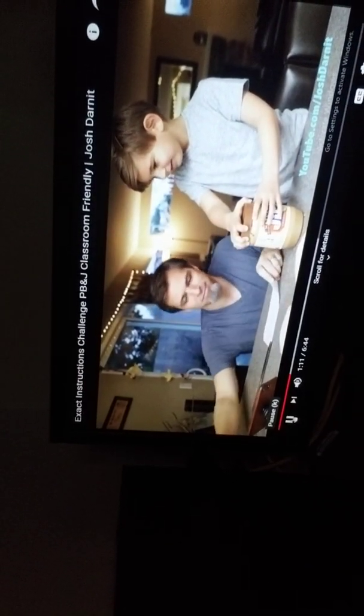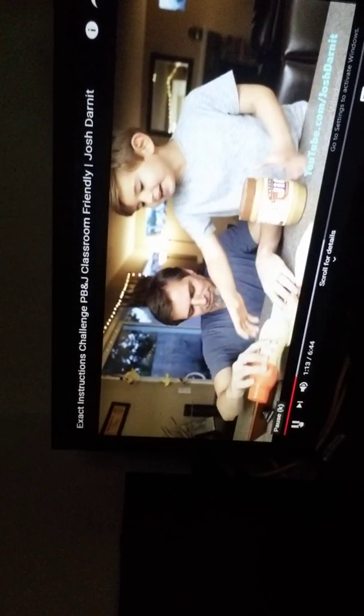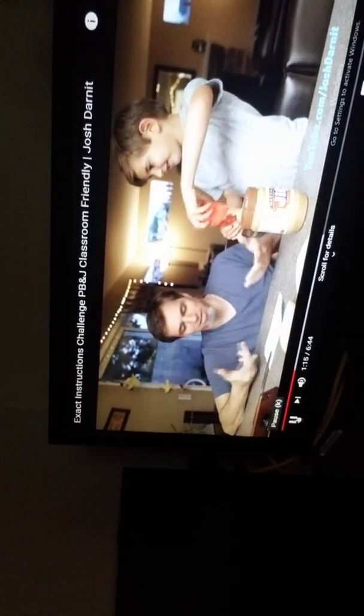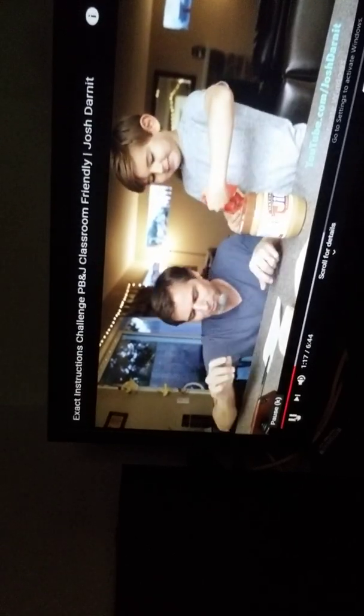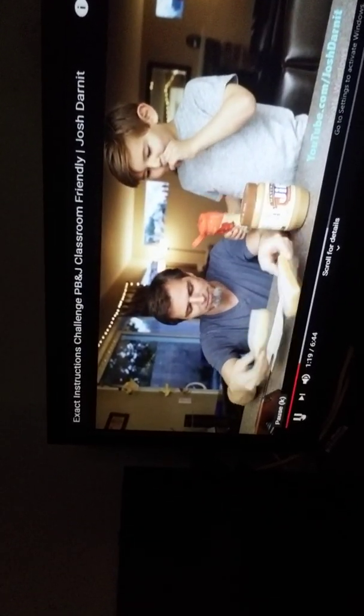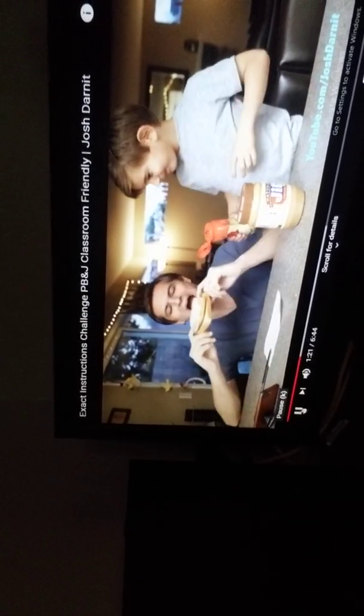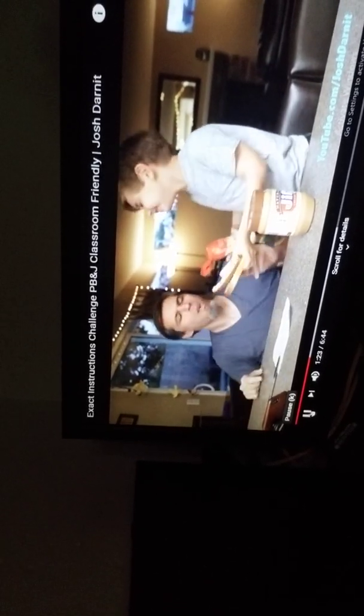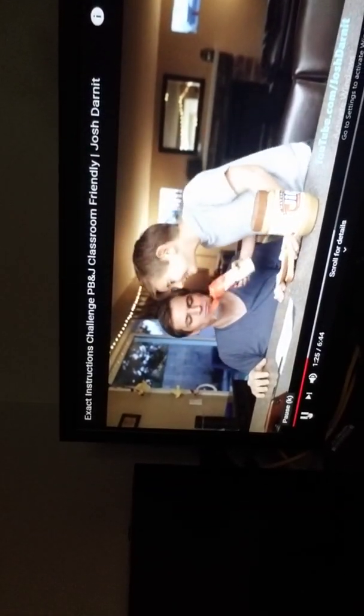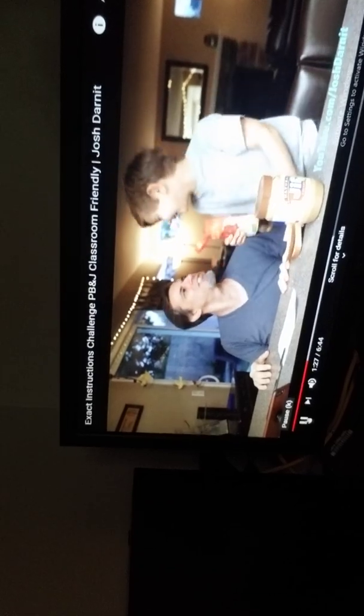The other half of the bread. No, Dad, open the jelly. Well, it doesn't say to do that. Put the breads together on top of each other. Take a big bite. This doesn't taste like a peanut butter and jelly.